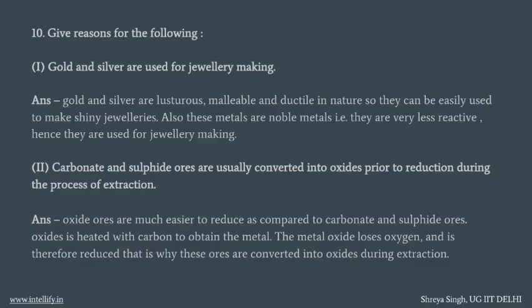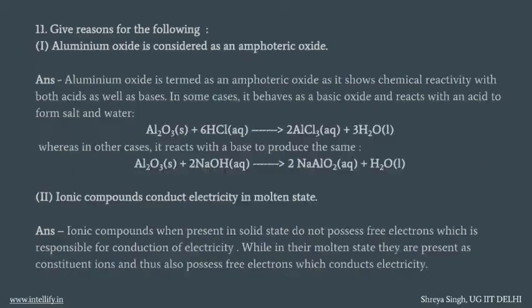So in this question, we are asked why carbonate and sulfide ores are changed into oxides before extraction and then reduced. This is done because oxide ores are very easily reduced when they are heated with carbon, whereas carbonate and sulfide ores are not so easily reducible by carbon to obtain the metal from the ore. So that is why these carbonate and sulfide ores are converted into oxides, and then it is heated with carbon to obtain the metal during the extraction process.